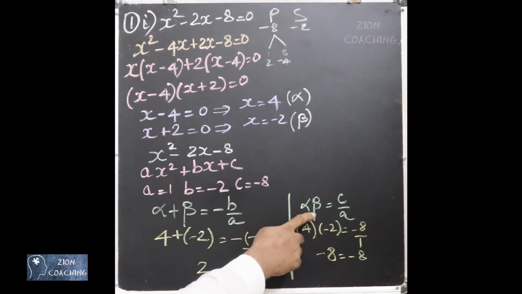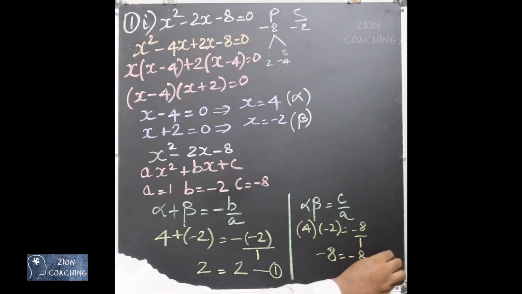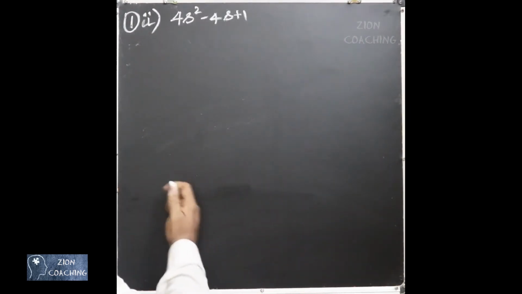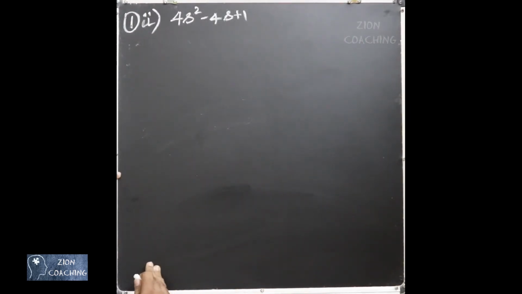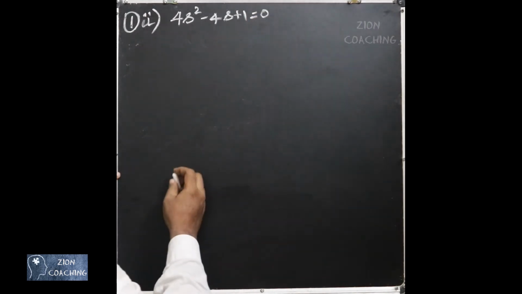So we have verified that both the relationships are true in the case of this quadratic polynomial. Therefore we have verified the relationship. So from this result 1 and 2 we can write hence verified. Now the polynomial which is given as 4s squared minus 4s plus 1, we are going to equate this to 0 and find the value of alpha and beta.